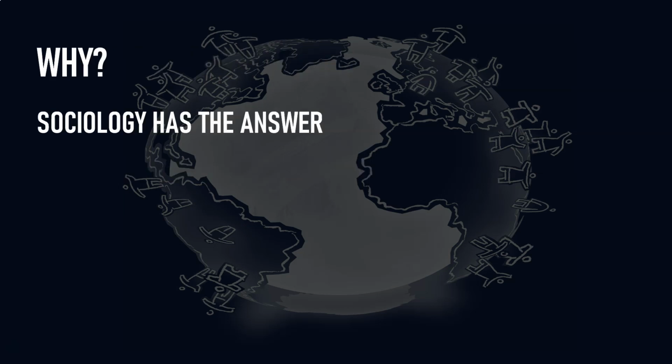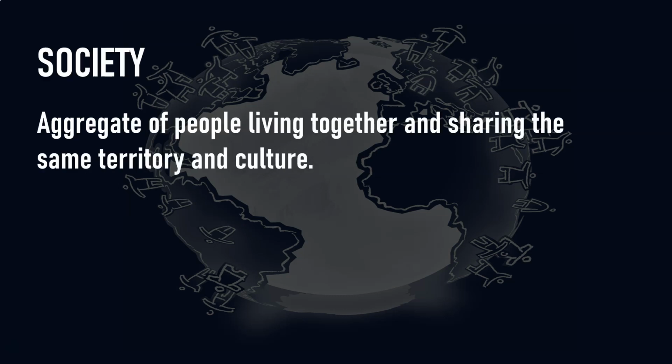Sociology has the answer. But before we understand sociology, we have to have an in-depth, comprehensive understanding of what society is. Society is everyone around us, and we're always hearing people say the society is corrupted, or the society is not developing. What is society? Society is defined as the aggregate of people living together and sharing the same territory and culture.